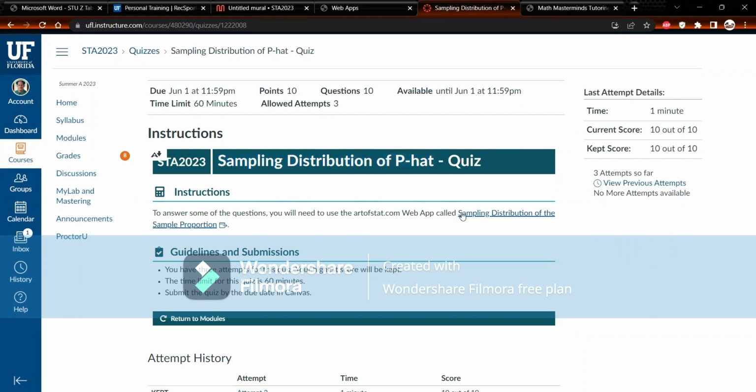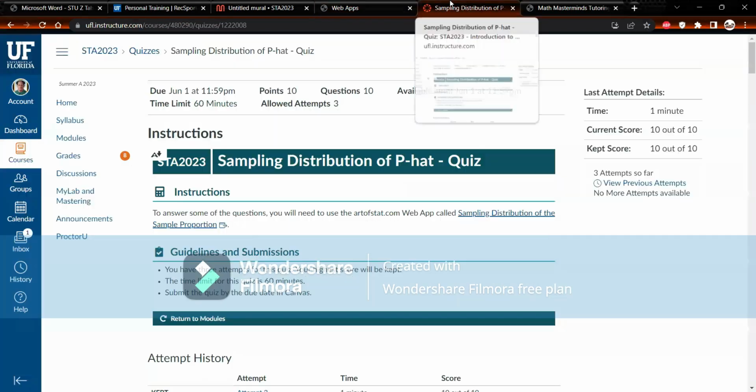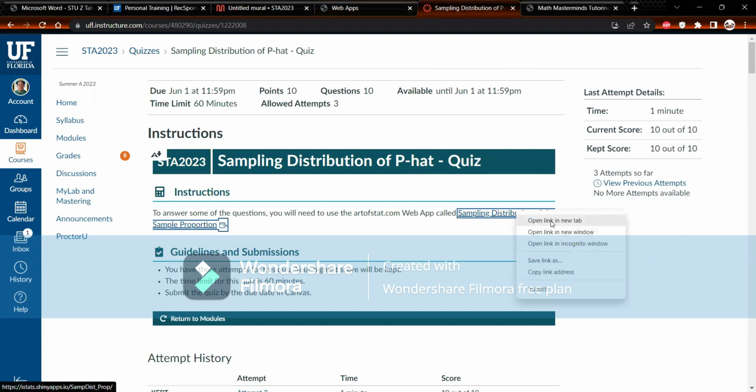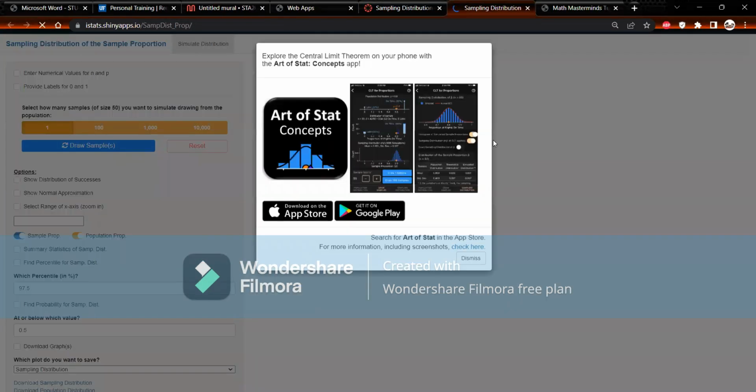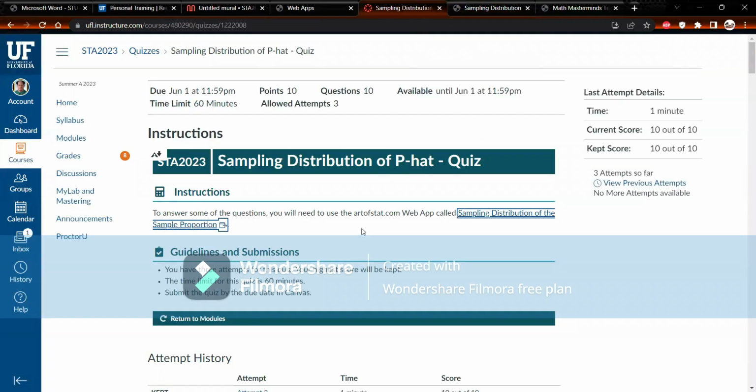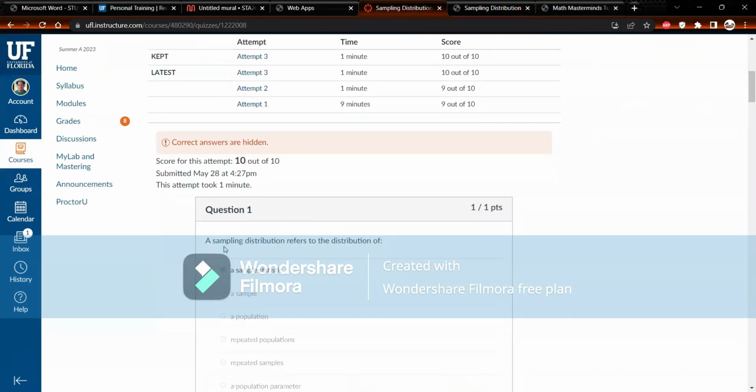So first off, what you should do is open this app in a new link, which I don't currently have open. You'll need this app to solve some of the bigger questions. Now, moving on to the first question.